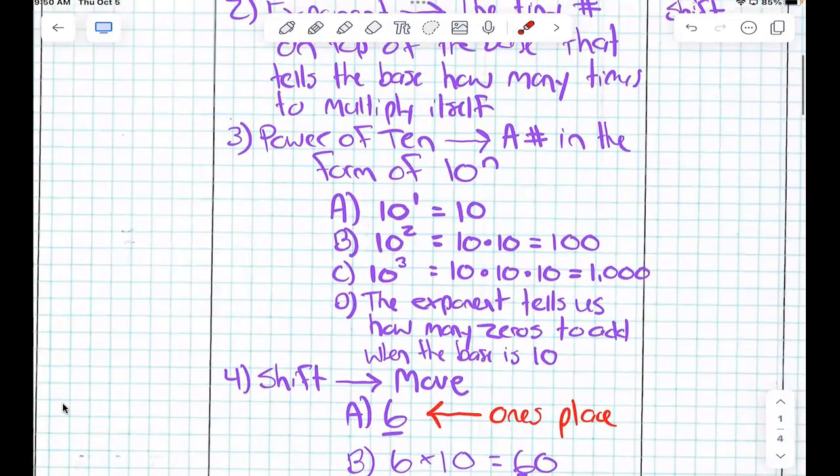Power of 10. So we have base 10, yes? And we have an exponent, right? So these are called powers, yes? If I have 10 to the power of 1, we're talking about how many tens? 1 ten. If I have 10 to the power of 2, how many tens? If I have 10 to the power of 3, how many tens? The exponent, though, also tells us in our final answer how many zeros, right?